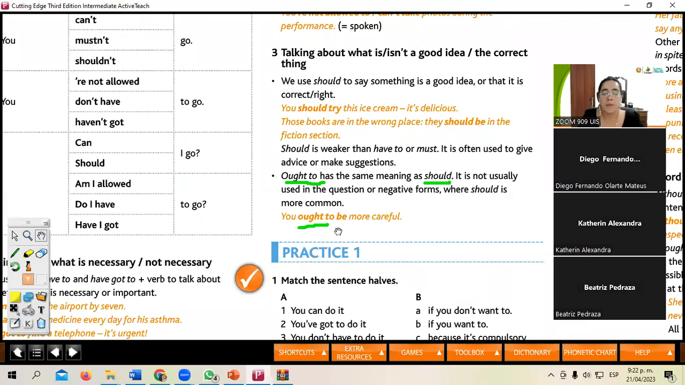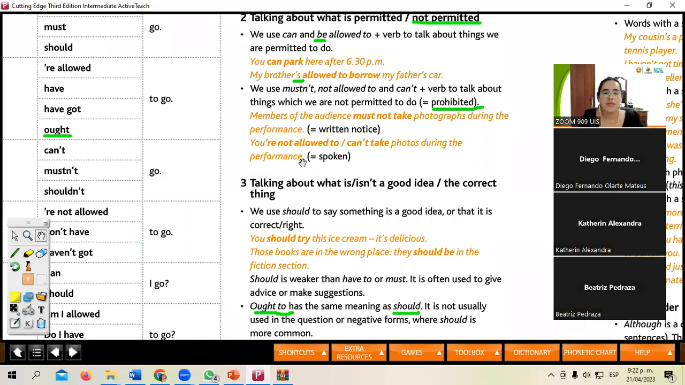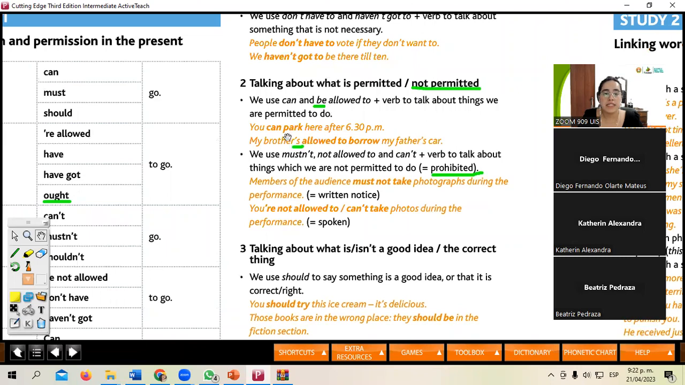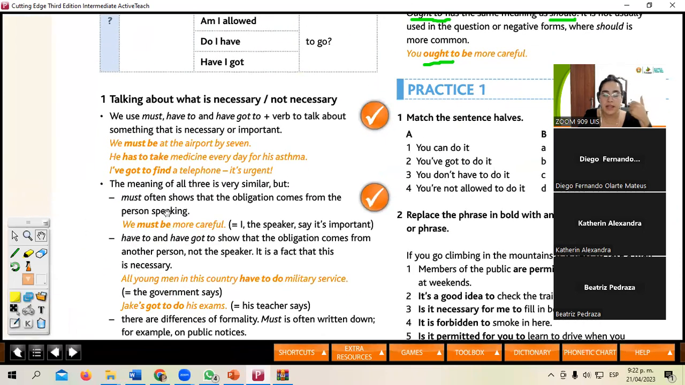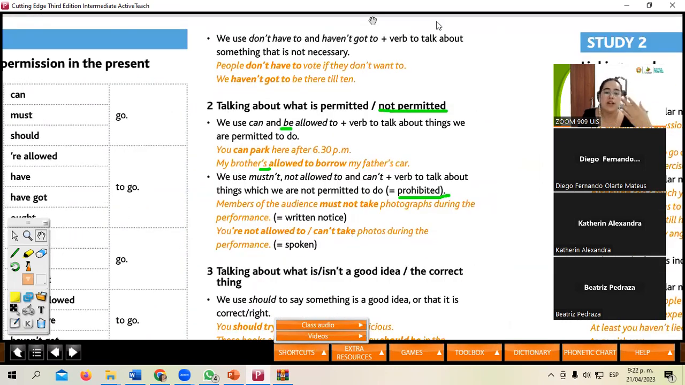Yes, teacher. Allowed is more serious than should. Yes, of course. This is what is permitted. Entonces, la diferencia lo que vimos es, esto es lo que debo hacer, es necesario hacer, el must y el have to. Acá es lo que puedo hacer, lo que tengo permitido hacer, ¿no?